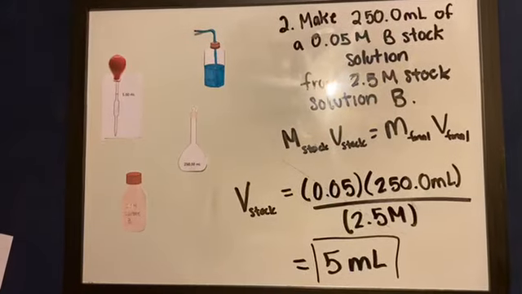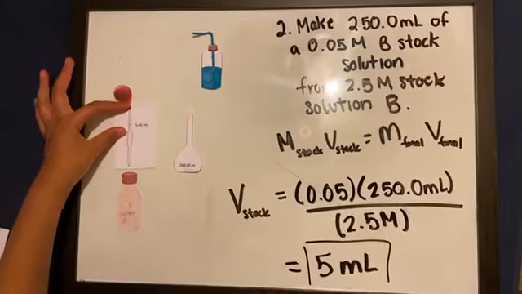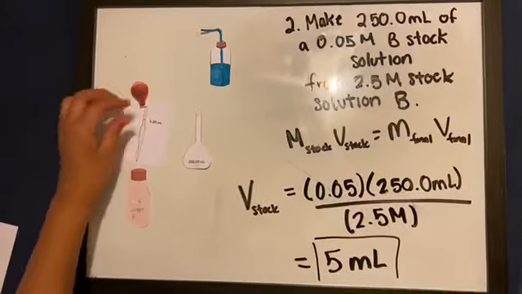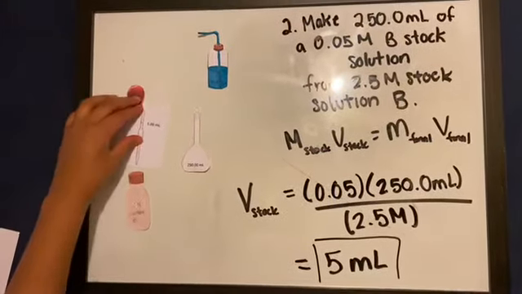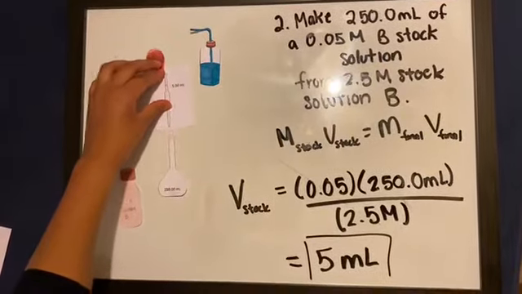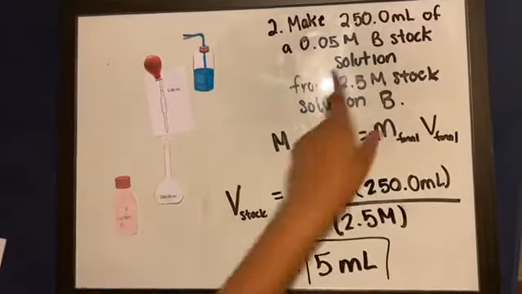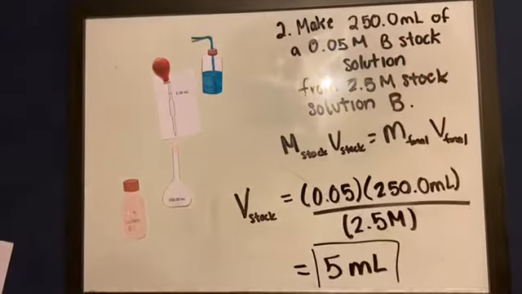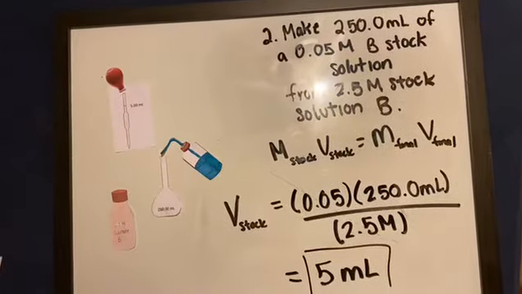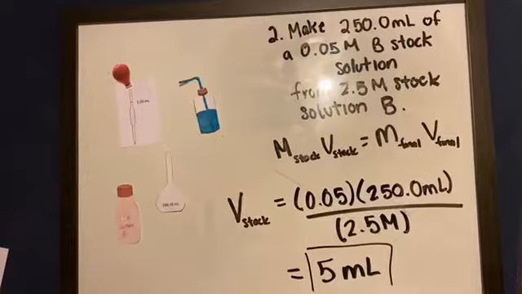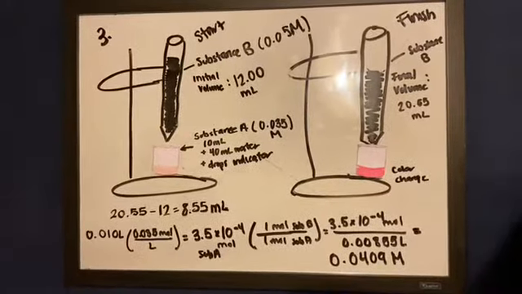So to make the solution, you're going to use your 5 milliliter pipette and take it out of the 2.5 molarity substance B and transfer it into the volumetric flask of 250 milliliters, because that is the amount of the solution that you're trying to get. And then with your diluted water, you're just going to fill it up to the 250 milliliter line, and that concludes your solution.